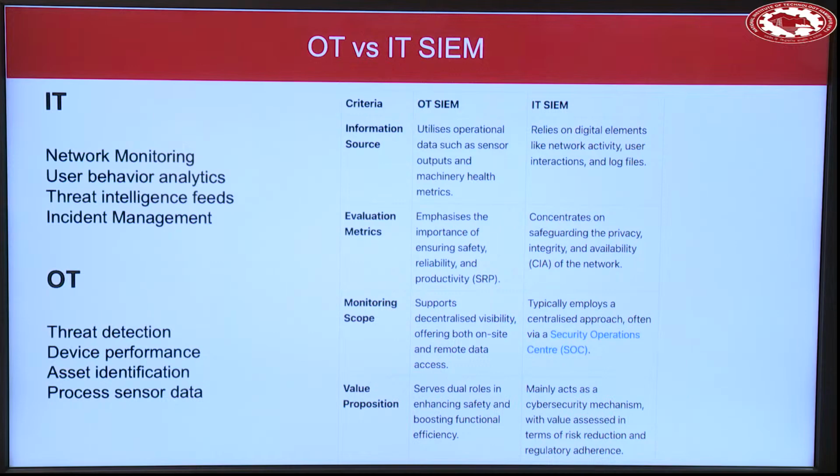On the other hand, IT systems focus on CIA. Their priority is confidential information. On the other hand, in OT, availability is the primary key: availability, then integrity, and then confidentiality.